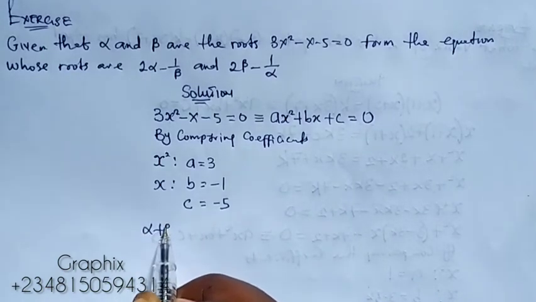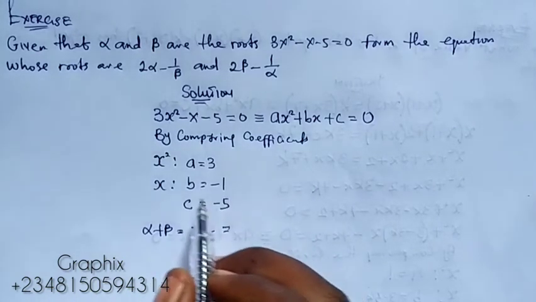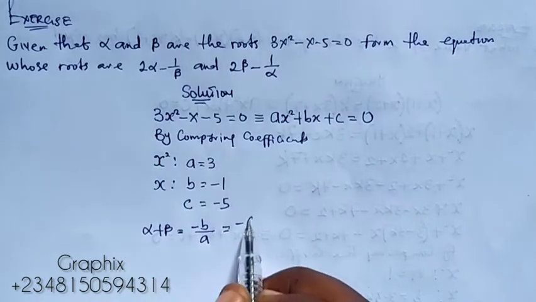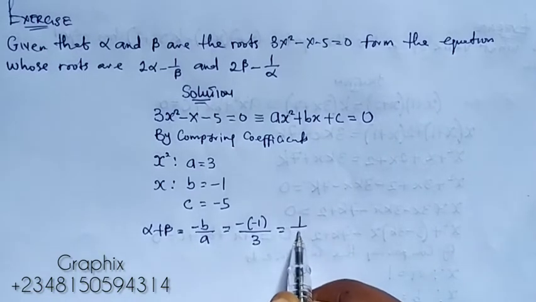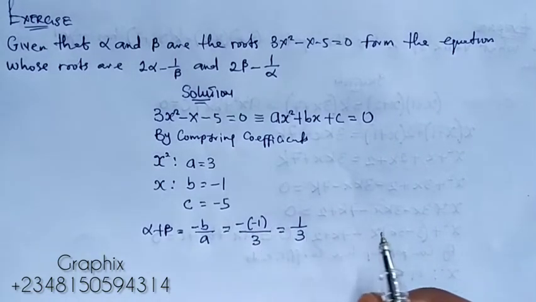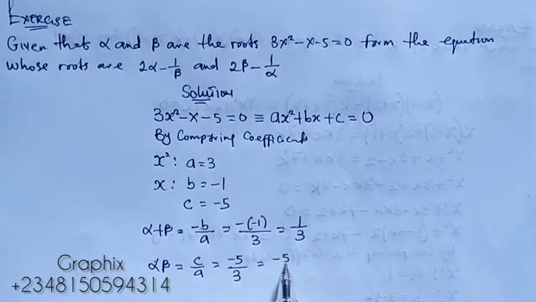And we know that alpha plus beta is equal to minus b over a. And what is b? b is minus 1, right? So we're having minus of minus 1. What is a? a is 3, so we're having 1 all over 3, because minus times minus is plus. And we also know that alpha beta will give us c over a. And what is c? c is minus 5. And what is a? a is 3. And this will give us minus 5 over 3.